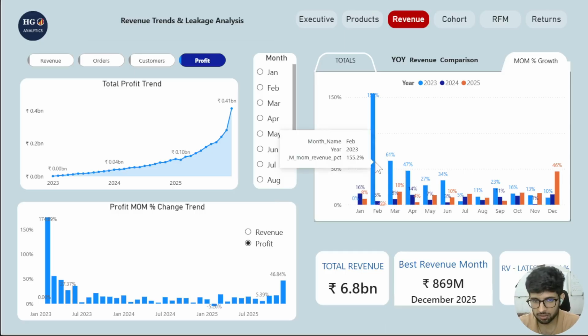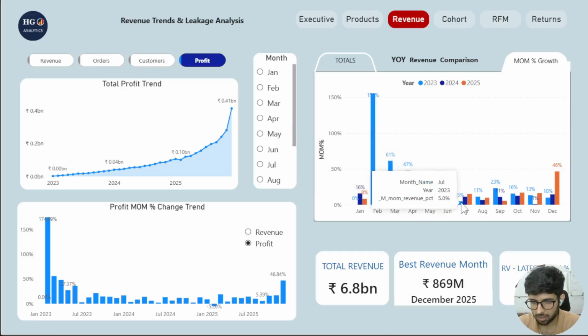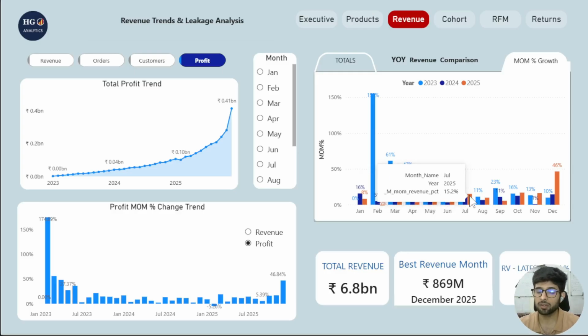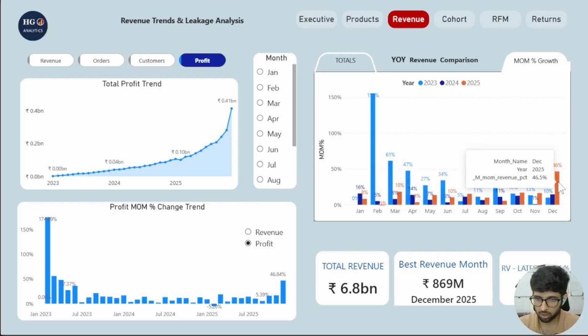You can see in this there was a rapid growth, 155% revenue change, and here it was consistently declining and it dipped really low in July 2023. Comparing to that, we have done great in 2025. But in 2025, the best month-on-month revenue change happened in December. So you can see the difference in accelerations and in the growth story.